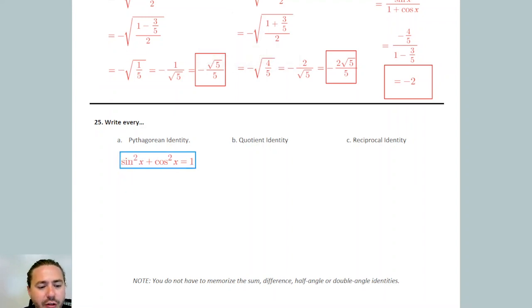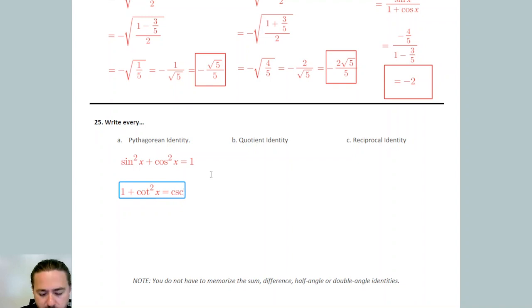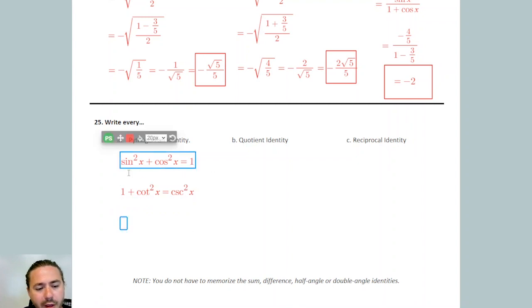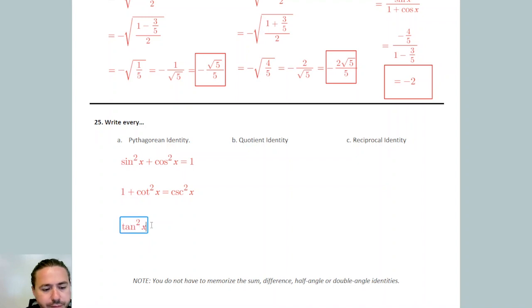Now if I divide all of these by sine squared x, I'm going to get 1, right? Sine squared divided by sine squared is 1. Cosine squared divided by sine squared is going to be cotangent squared. And then 1 divided by sine squared is going to be cosecant squared. So this is going to be the secondary one. And then the last one I'm going to write here has to do with secant and tangent. And that's what I would get if I divide all this by cosine squared instead of sine squared. So if I divide all those by cosine squared, I'm going to get tangent squared plus cosine squared divided by cosine squared is 1 equals 1 divided by cosine squared, which is going to be secant squared.